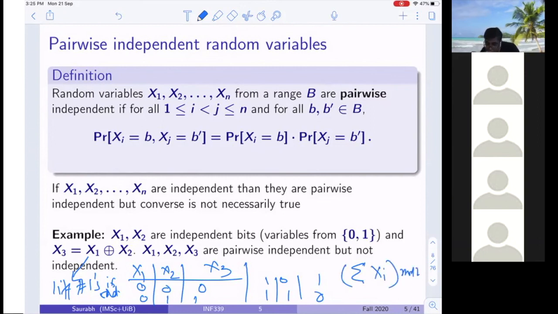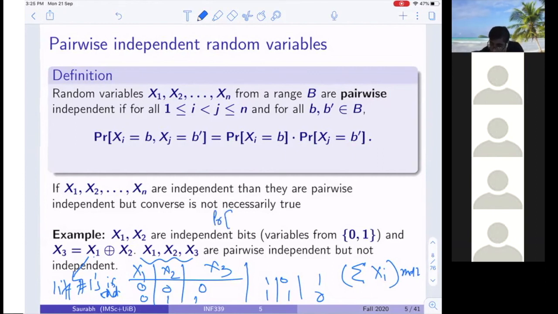Okay. Now notice, clearly x1, x2, x3 cannot be independent. Why? Because the moment I know x1 and x2, I also know what x3 is, right? So what I mean by that is, the probability that x1 takes something A, x2 takes something B, x3 takes C, cannot be 1/8. Okay, why? Because the moment I know what x1 is and what x2 is, x3 is completely determined by that. Okay, but are they pairwise independent?